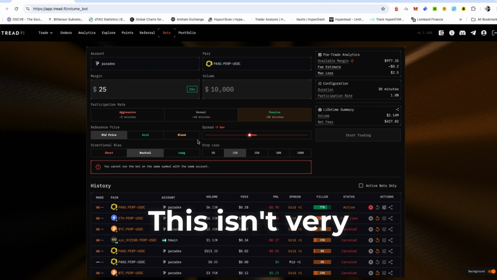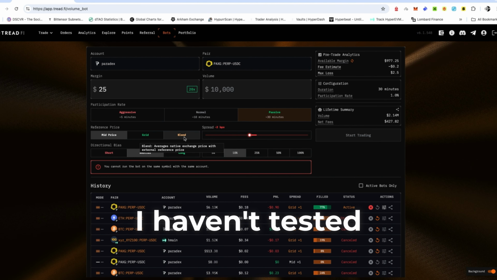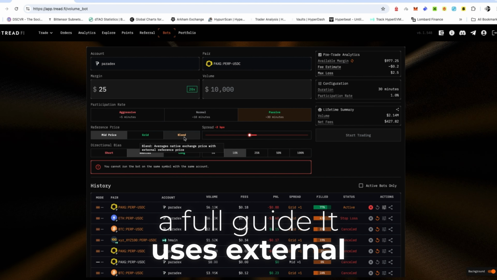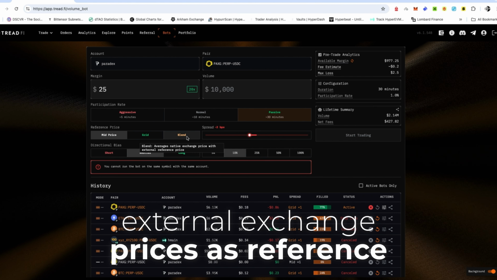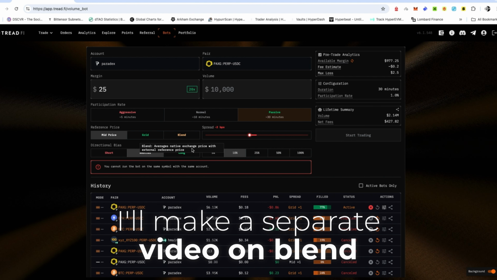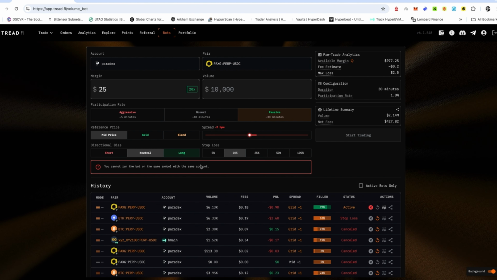And next is blend mode. This isn't very popular yet. I haven't tested it enough to make a full guide. It uses external exchange prices as reference. I'll make a separate video on blend once I've tested it more.